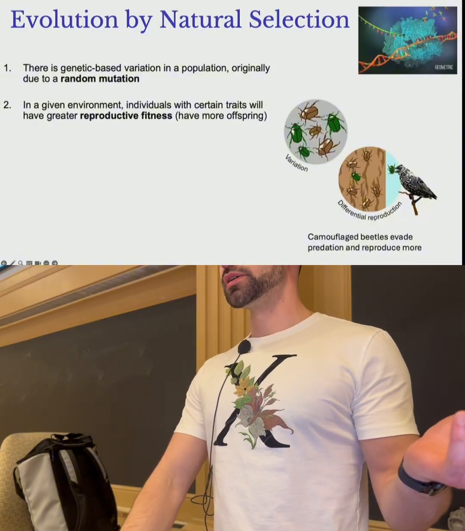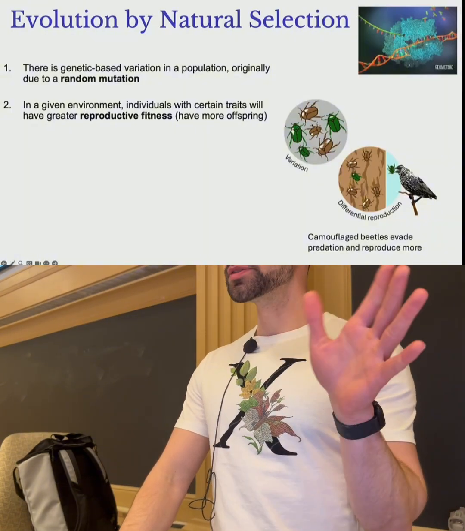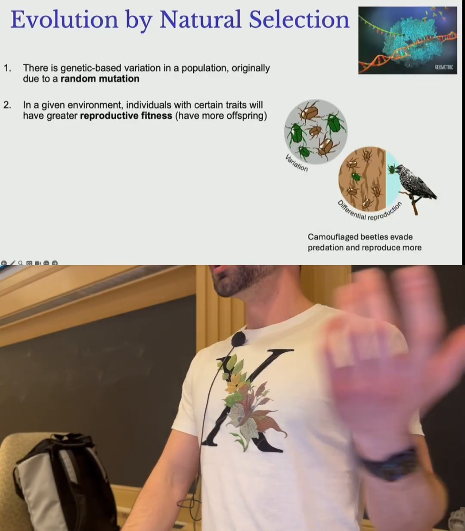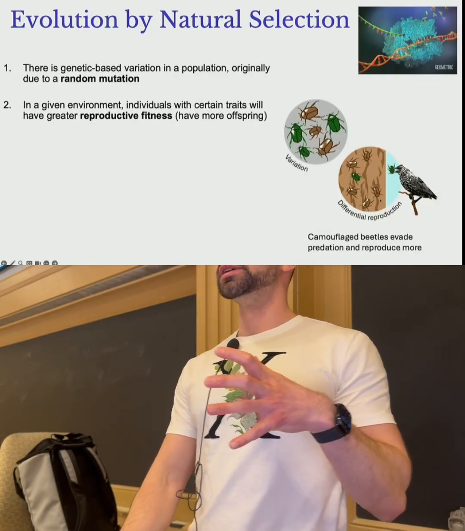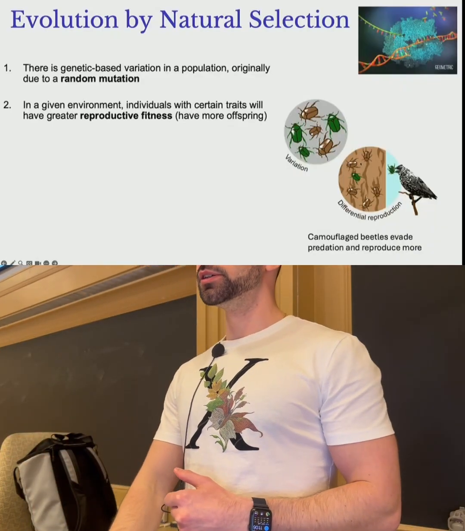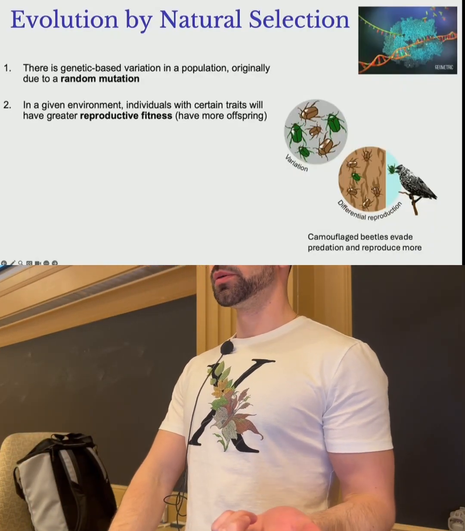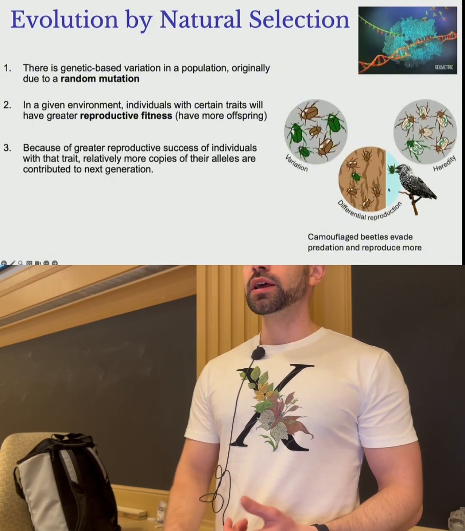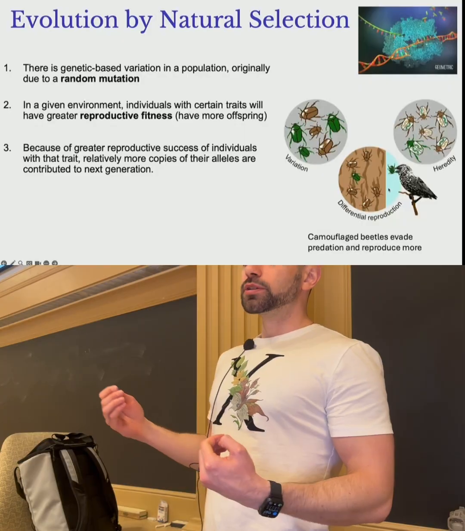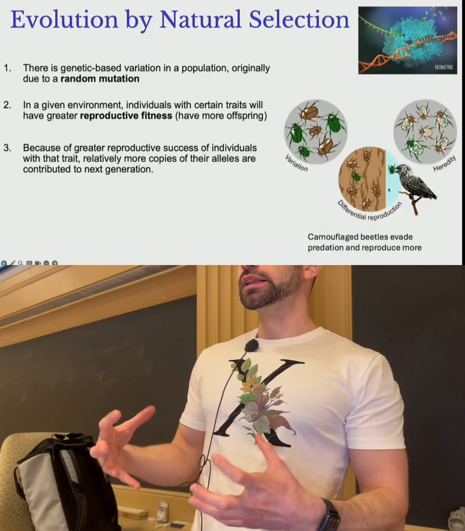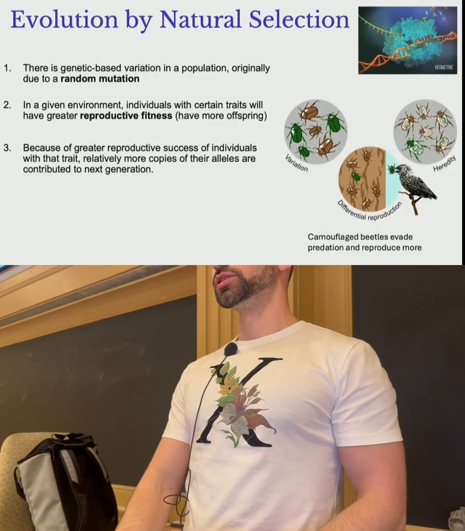Again, continuing with this beetle example, we have some brown ones and some green ones here, if you can see my cursor. And then a bird comes along and selectively chooses to eat the green beetles, maybe because they're easier to see against the brown background. So over time, because of the greater reproductive success of individuals with a specific trait, more copies of their allele are contributed to the next generation.